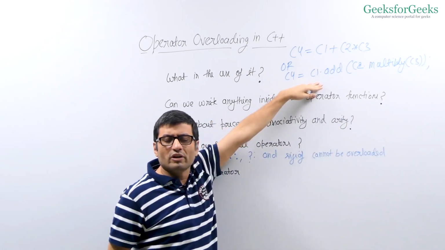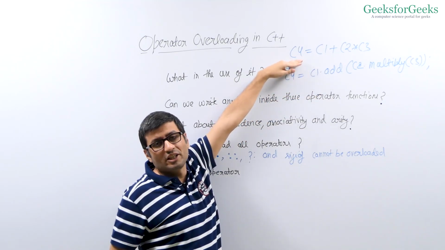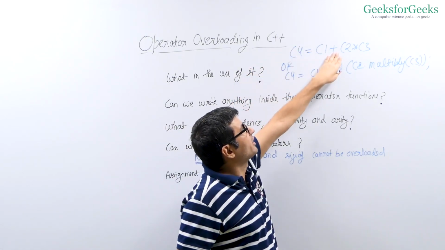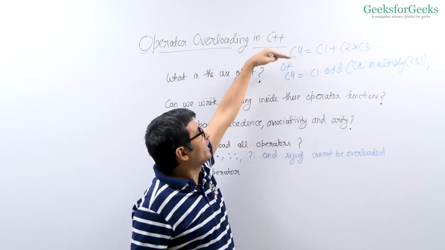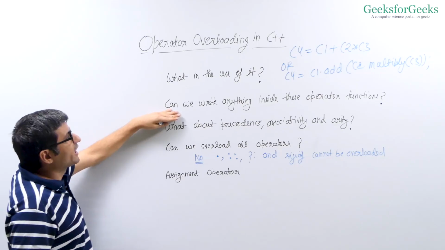This makes the code less readable. Because you are working on some mathematical class, it makes more sense to write something like this. So if you have overloaded operators plus and multiply, then you can write this expression, which is more readable for the users. Let's now talk about the second point.